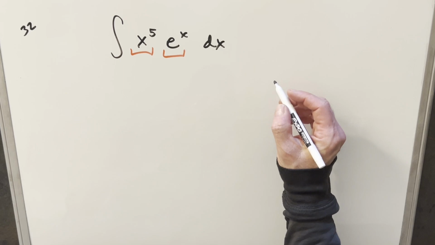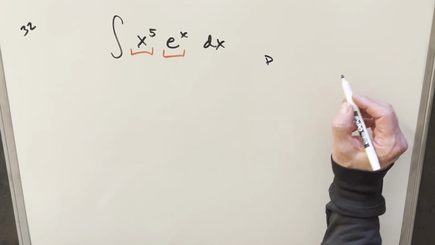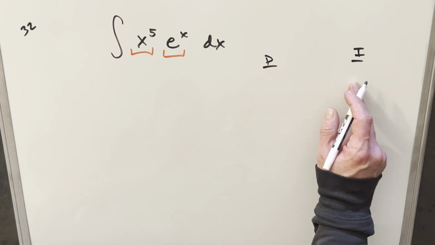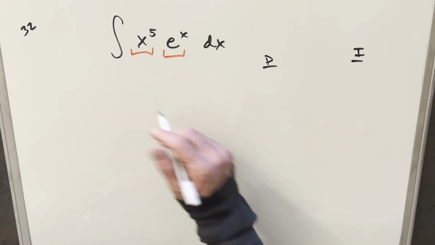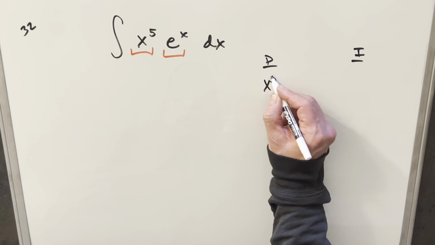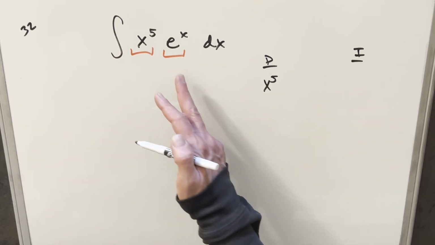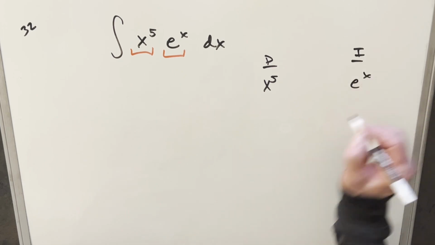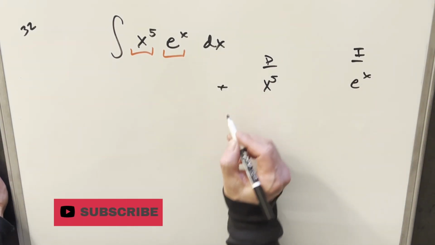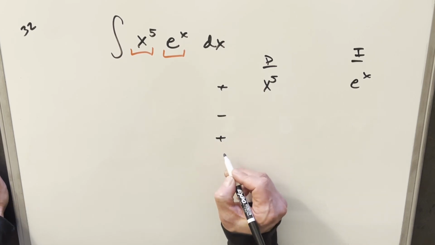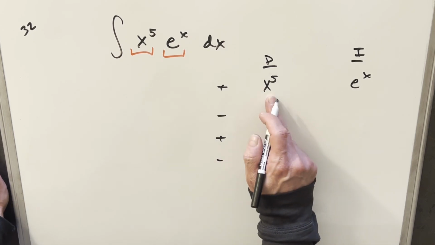So what I'm going to do is the DI method, or tabular integration, over here to the right. We'll have one thing to differentiate, one thing to integrate. I want to differentiate x to the fifth because it's going to get simpler and reduced the more times I differentiate. We'll have to differentiate it multiple times and then we'll just integrate e to the x. So then we'll have alternating signs here on the left and we're going to have a whole bunch of rows. So I don't know how many times. Let's just see.